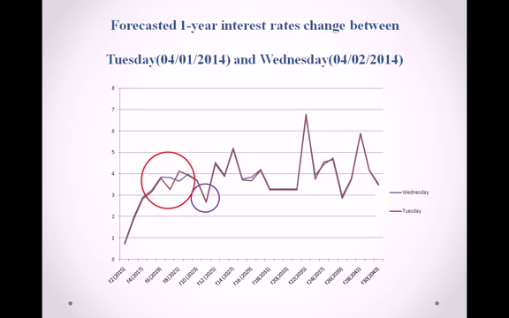So, also the same conclusion: a small change in the yield to maturity will lead to a big change in the forward 1-year interest rate curve. Now we move to the yield to maturity change between Wednesday, April 2nd and Thursday, April 3rd.